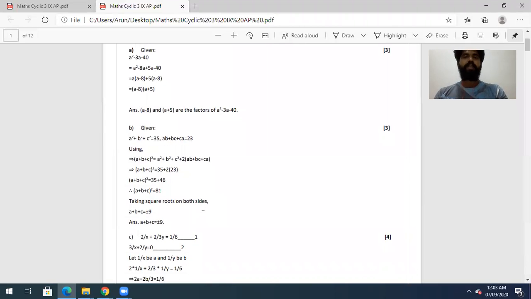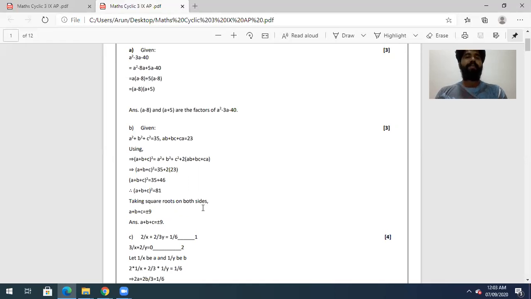Moving on to the second question. We are given a square plus b square plus c square is equal to 35, and ab plus bc plus ca is equal to 23. So using a plus b plus c the whole square is equal to a square plus b square plus c square plus 2 into ab plus bc plus ca. We will substitute the values.